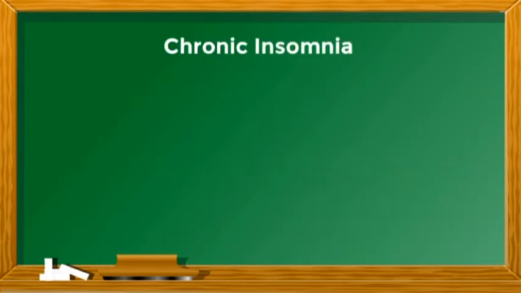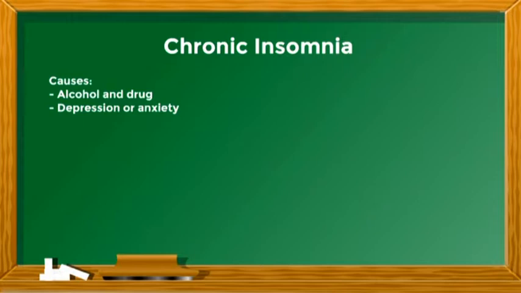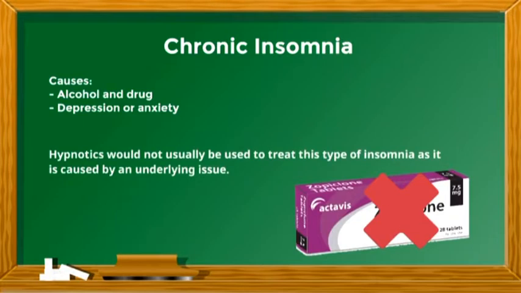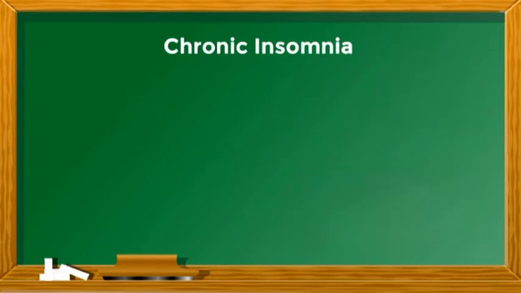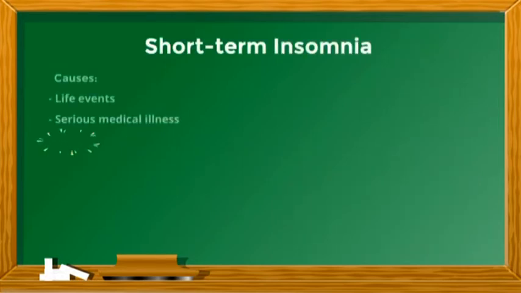The second type of insomnia is chronic insomnia. This is usually drug and alcohol induced, but it can also arise from depression or anxiety. Hypnotics would not usually be used to treat this type of insomnia, as it is caused by an underlying issue, and it would therefore benefit the patient to identify the issue, treat the issue, and eventually the insomnia will be resolved as well.